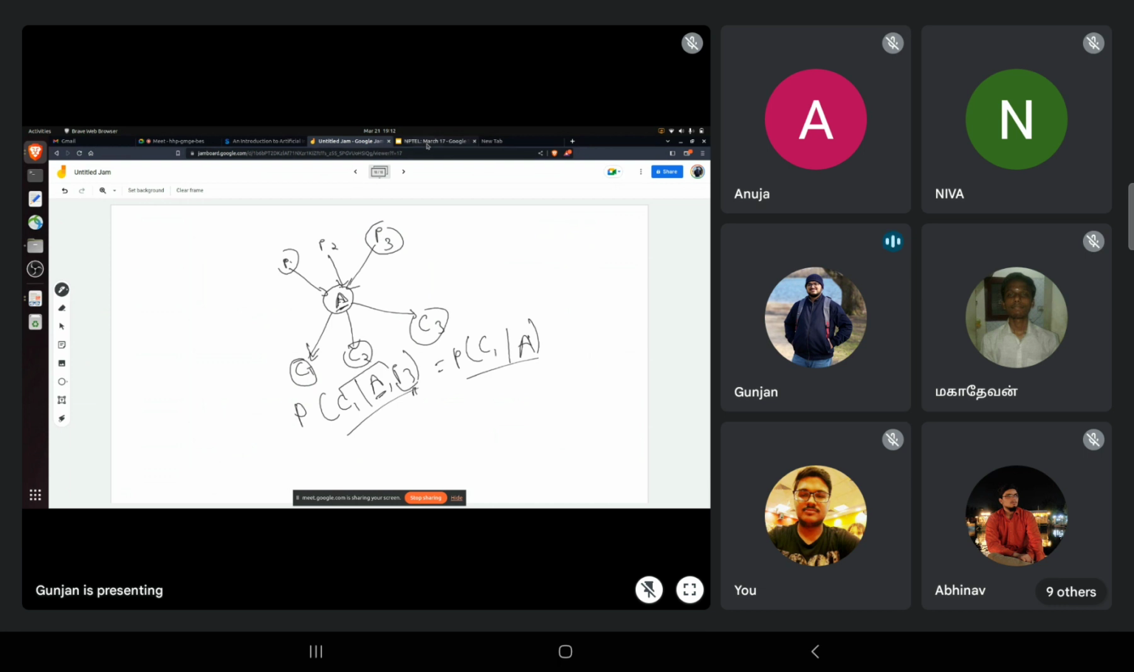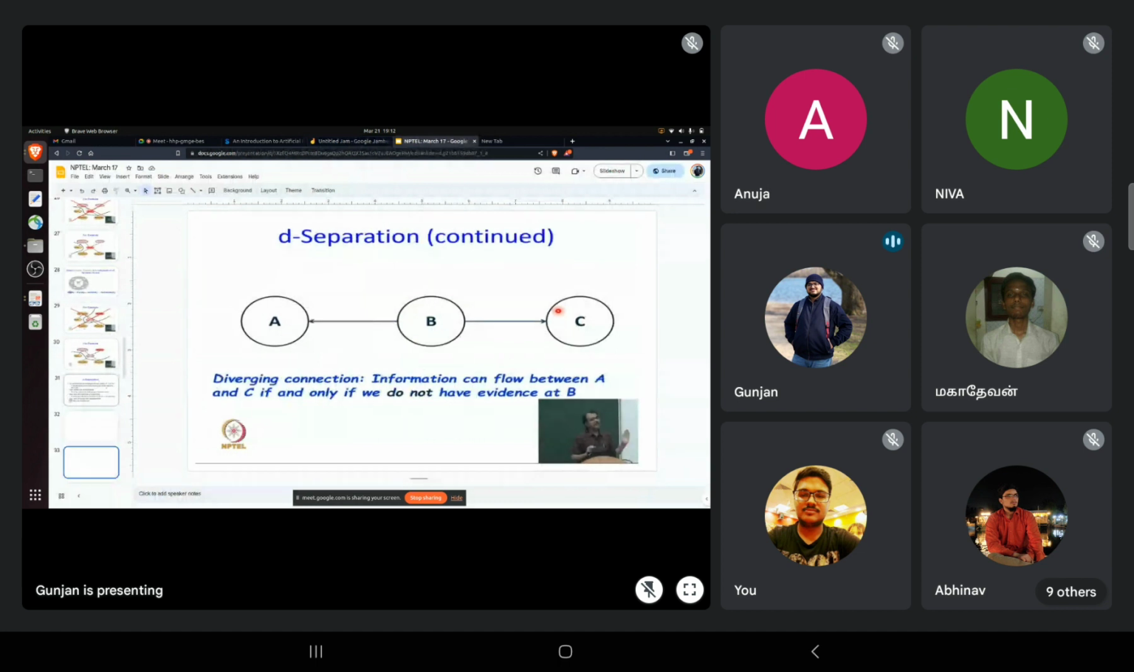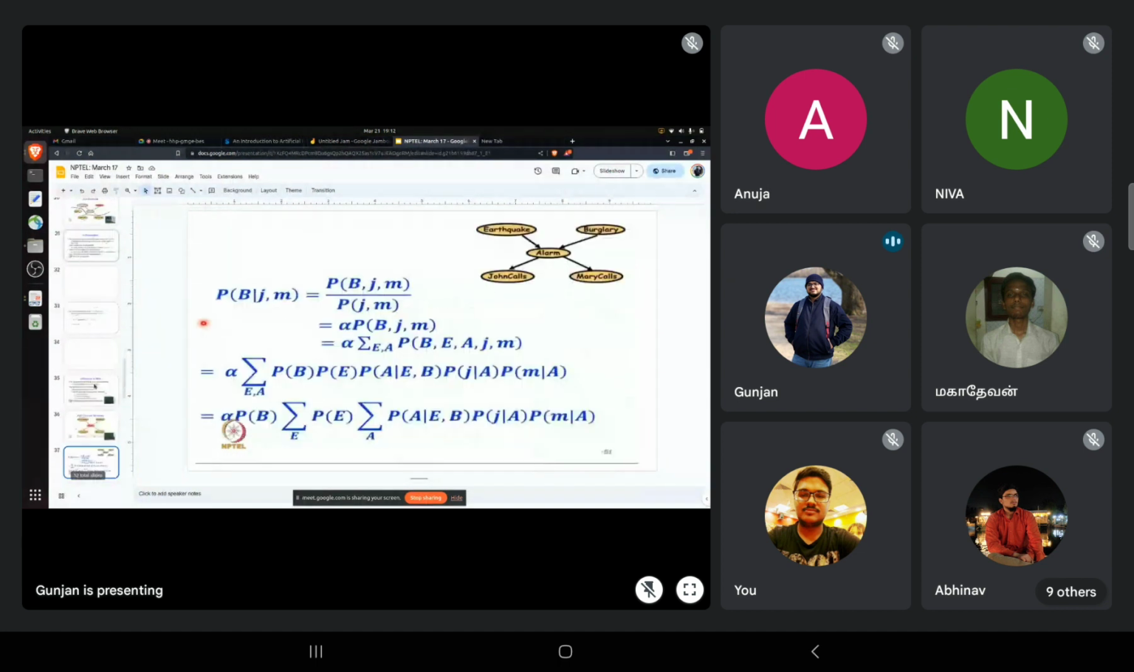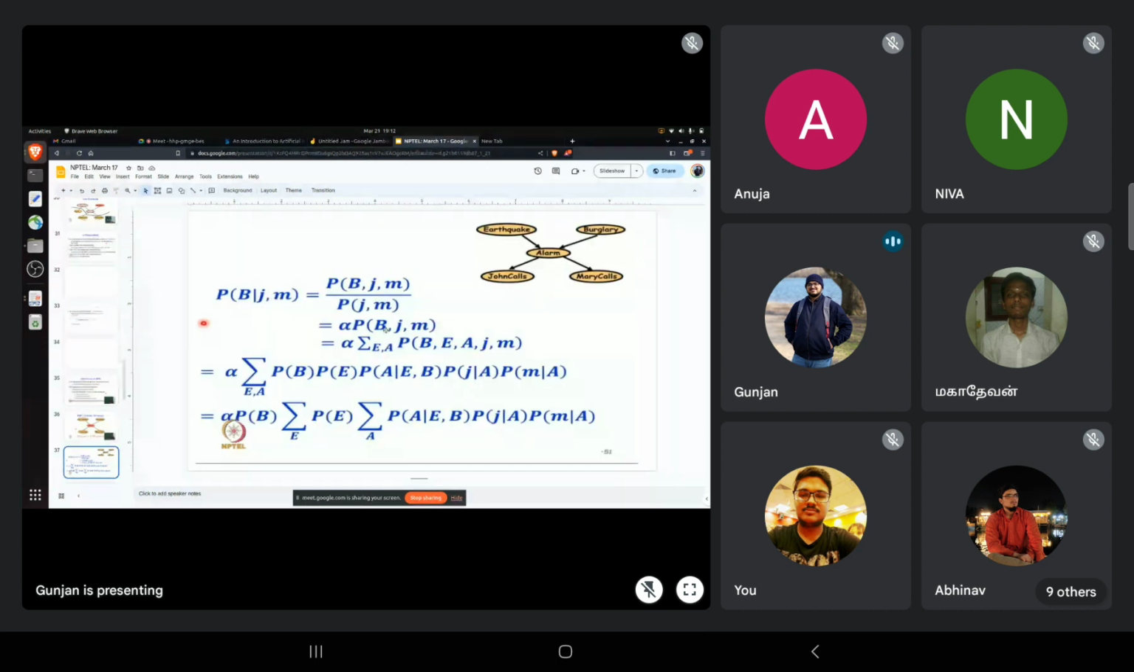I think that is what was discussed here, right? Because if you see in this John Mary case, that's what Sir kept doing. Like if you have to show that burglary happened, given John called is true and Mary called is true. So we wrote it like this: P of B given J comma M. So P B J M comma P J comma M, and then we add this P B J M and summation E comma A P B A J M.